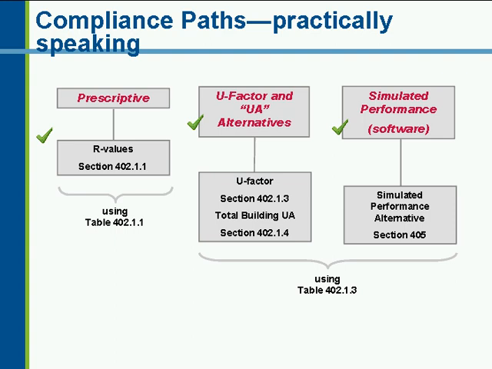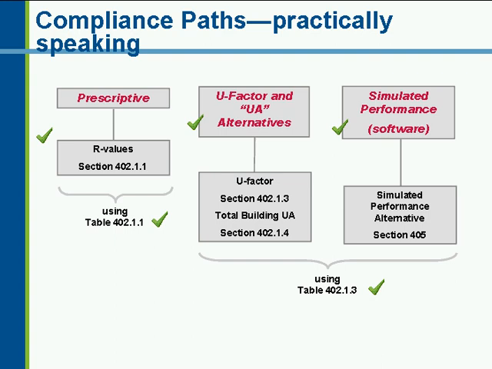And note that the prescriptive one, what I've called the R-value one, uses one table. The other 2 paths use the U-factor table. So you're working from one of 2 tables via one of 3 practical paths. And once you get your head around that, it's not so complicated.